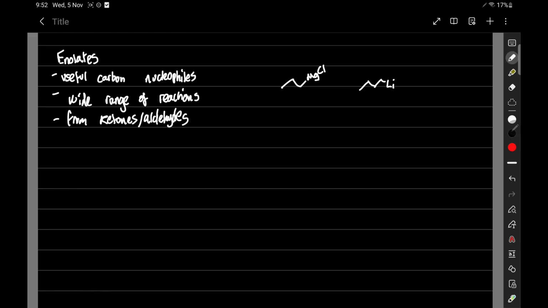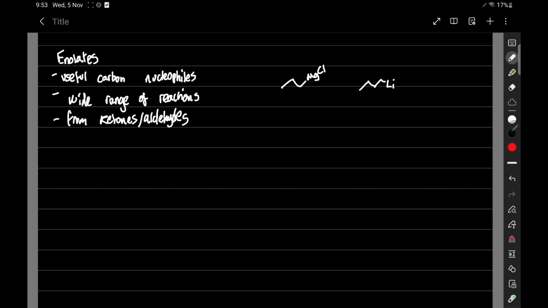And ketones and aldehydes are abundant, very common. Lots of cheap things contain ketones. Acetone is probably one of the cheapest bulk chemicals out there. And we can also easily manipulate the ketone. After we've used the enolate, we can reduce it back to an alcohol. Or if it's an aldehyde, we can take it to a carboxylic acid. We can change it to an enamine, or an imine. We can do lots of things.